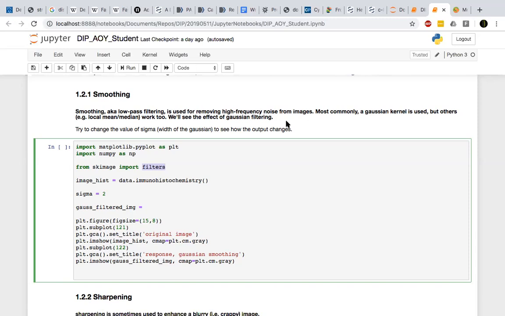So you're going all the way until 1.3, right? You're doing smoothing, sharpening, and edge detection. For the sharpening one, even though there is nothing to do there in terms of coding, do look at it and see what exactly is going on. Go over the code, try to understand what's happening.